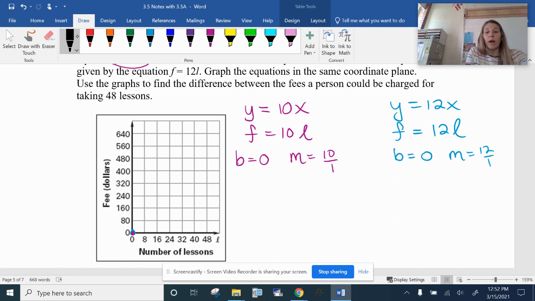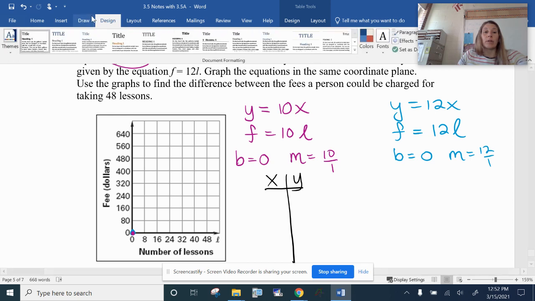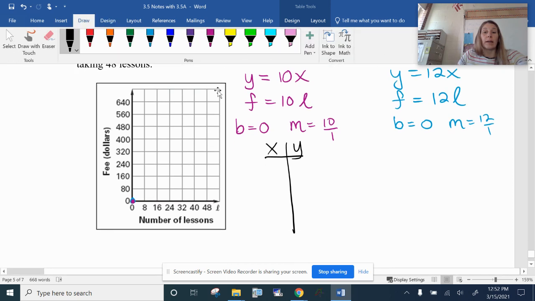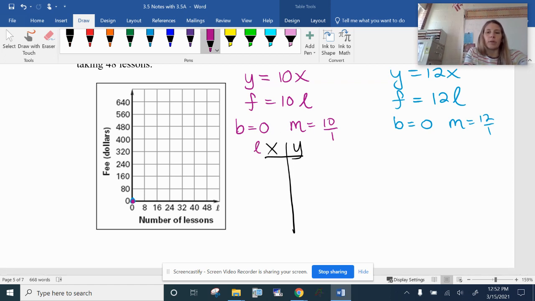So again, this is where I would probably choose to make my table. And I would probably choose to just pick some of the numbers that are already on the x-axis there, or the l-axis, since x is representing this L here. So this is really like my L, and then this is like my F, right?